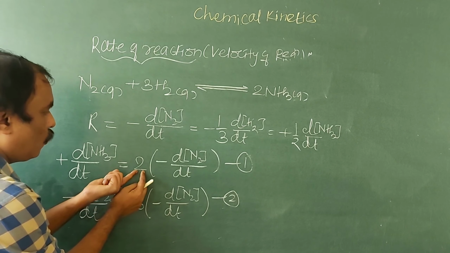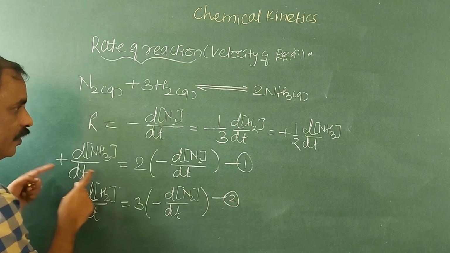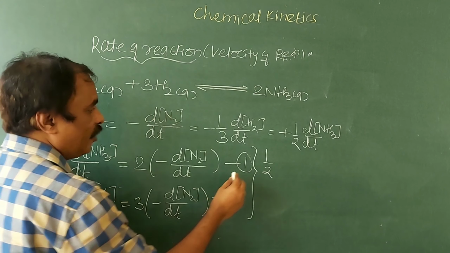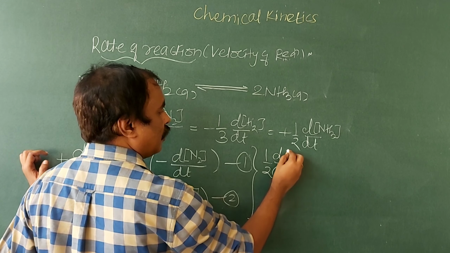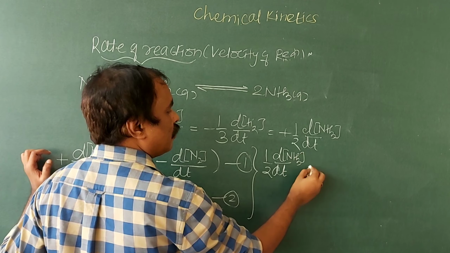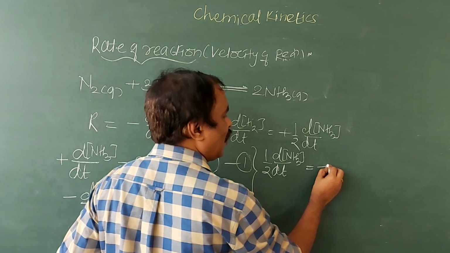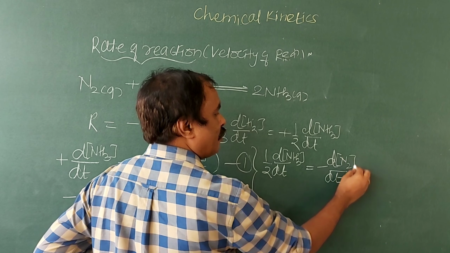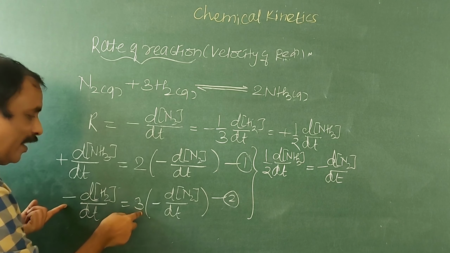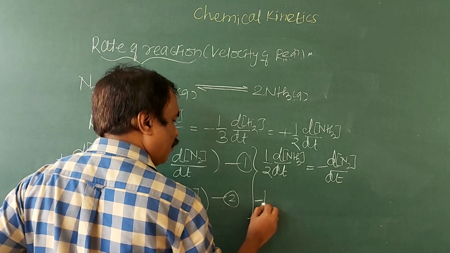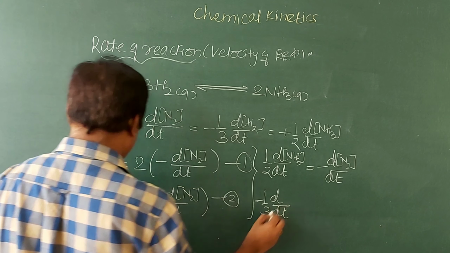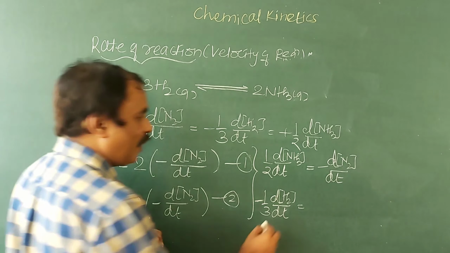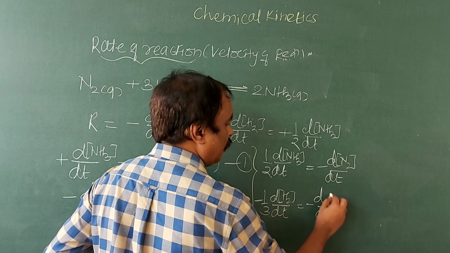For this equation, we can take 2 to this side, it will be 1 by 2, and we can write here 1 by 2 d by dt of ammonia equal to minus d by dt of N2. For the second equation, we can write minus 1 by 3 to this side, minus 1 by 3 d by dt of H2 is equal to minus d by dt of N2.